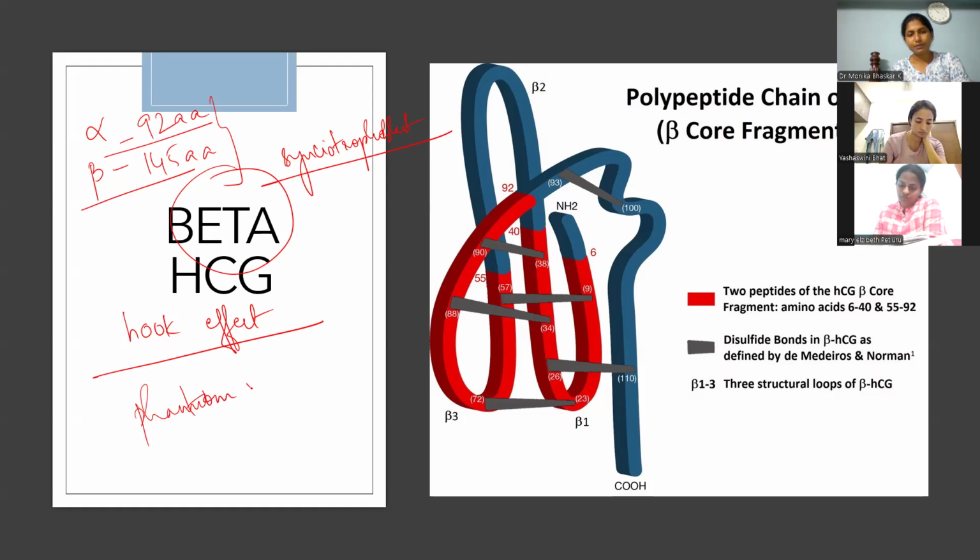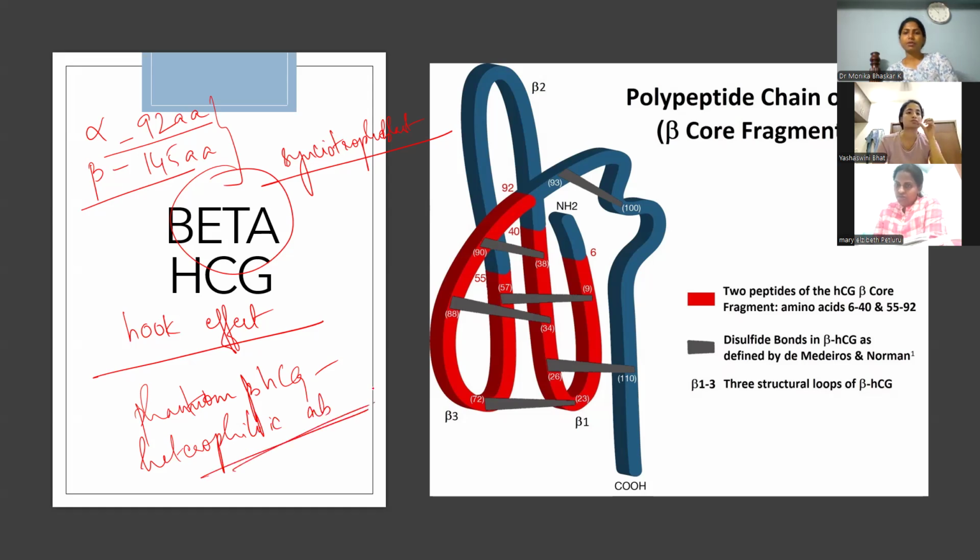So sometimes, when there is presence of heterophilic antibodies in the maternal serum, what will happen? You do a serum beta HCG assay, or you will do a urine UPT test. What will happen? Because of the presence of heterophilic antibodies, this might resemble the beta HCG. And then if you do the assay, it will come positive. But actually, there is no high level of beta HCG. That is why it is called phantom beta HCG or false beta HCG.